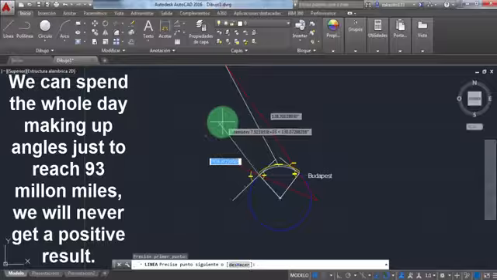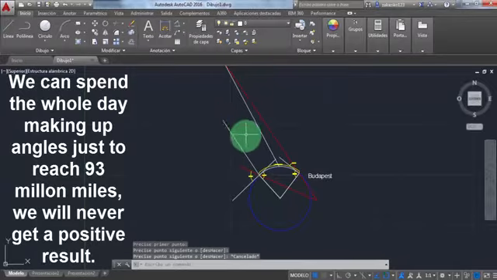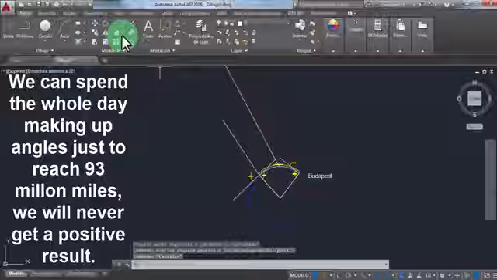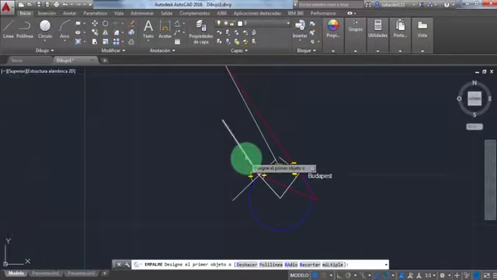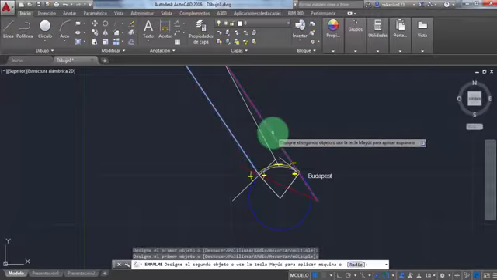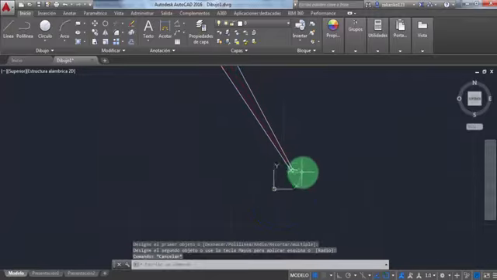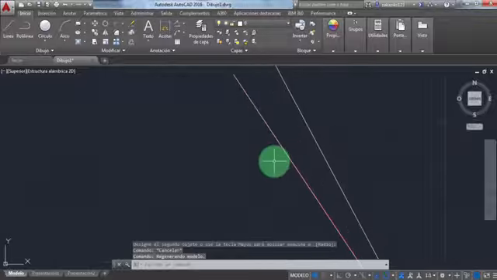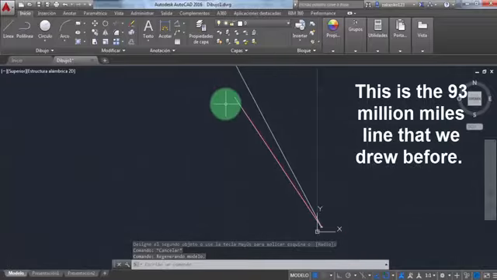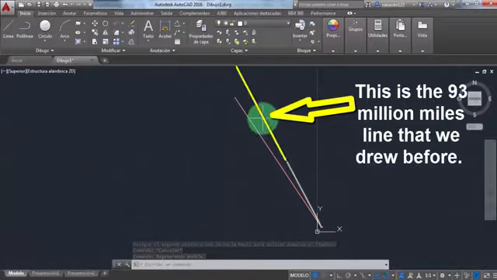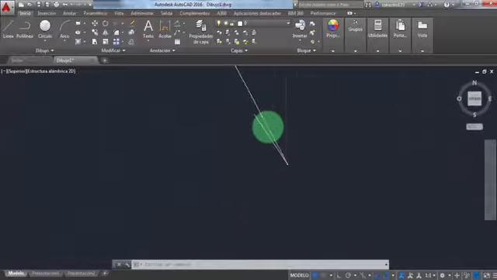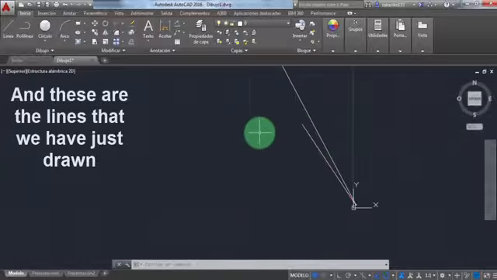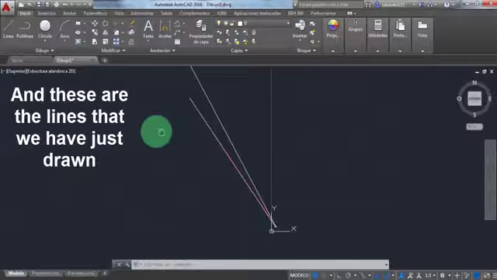We can spend the whole day making up angles just to reach 93 million miles. We will never get a positive result. This is another angle that I'm making up. It's almost parallel to the other one. Now let's see how far we are going to get. Please don't confuse this long line with the short ones. This is the 93 million miles line that we drew before, and these are the lines that we have just drawn.